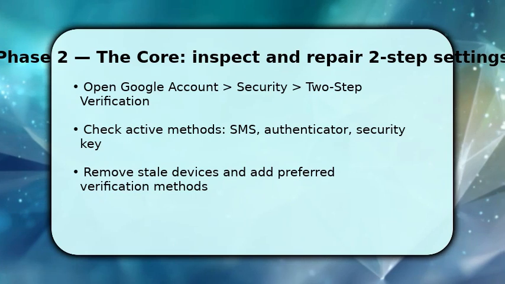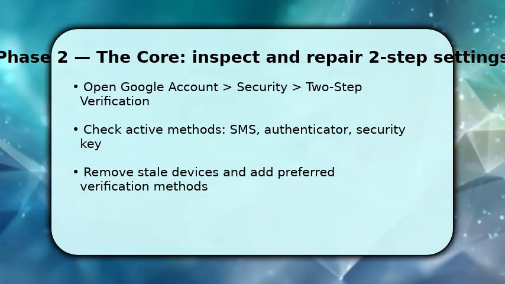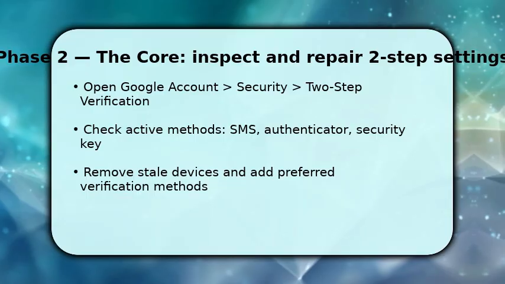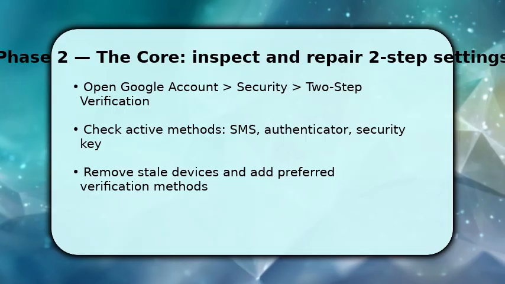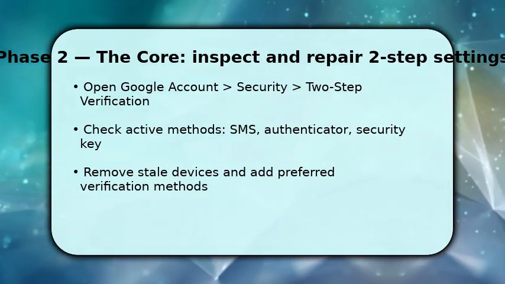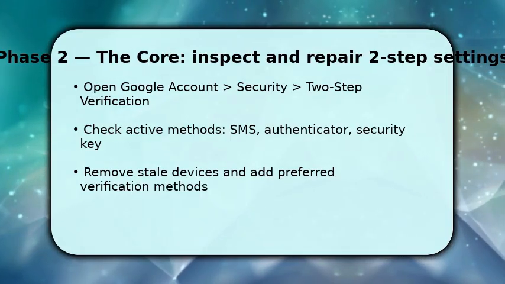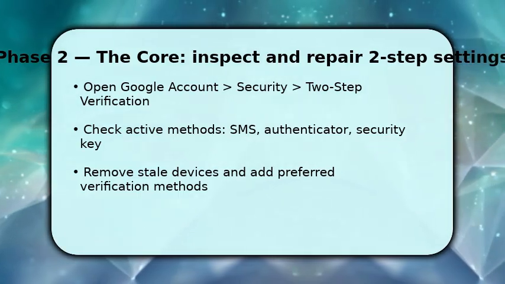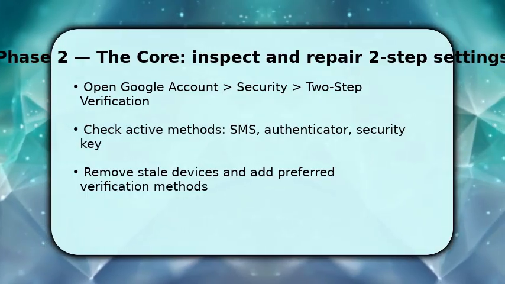You go to Google account, then security, then two-step verification to inspect every active method. Look at SMS numbers, authenticator entries, and registered security keys. Once done, remove any devices or numbers you no longer control. Make sure to add a current phone, re-register your authenticator app by scanning a new QR code, and register a hardware key if you have one. This ensures the system will deliver codes to devices you actually possess, so you won't be locked out later.